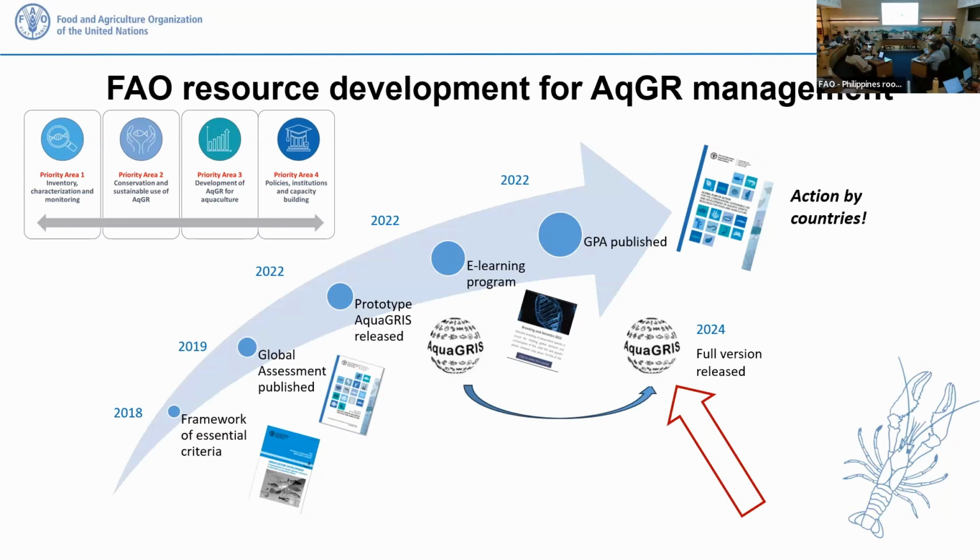But in relation to AquaGRIS, which is the focus today, we produced a prototype which was released in 2022. That one looked only at farm type, so only genetic resources used in aquaculture. But following feedback on that and some piloting, we redesigned and improved it, and we have just released the full version of AquaGRIS in June 2024.